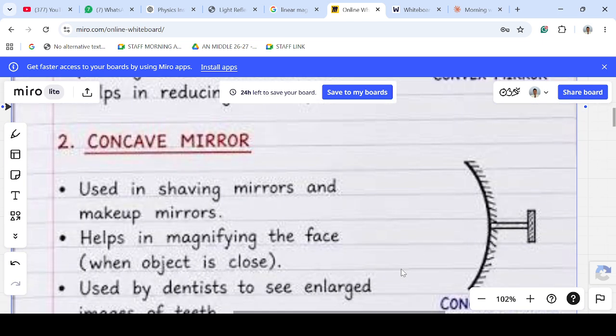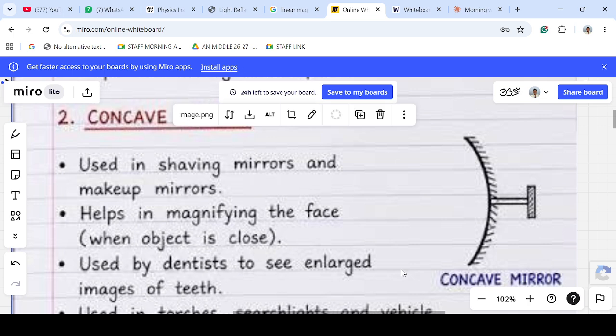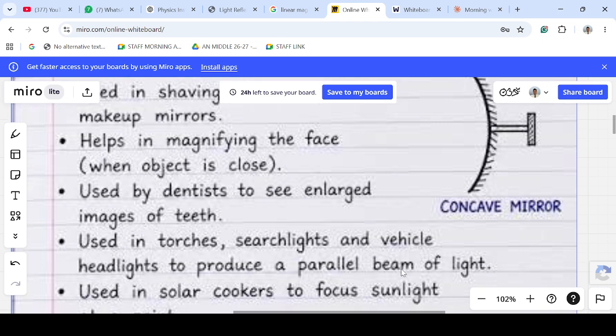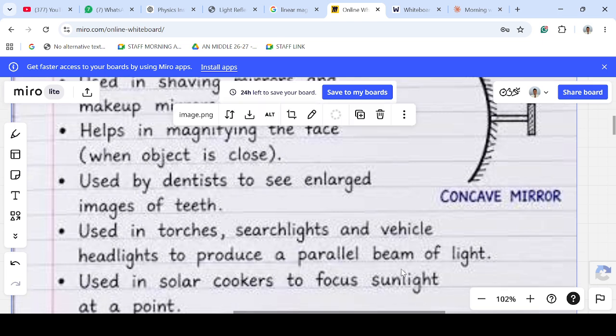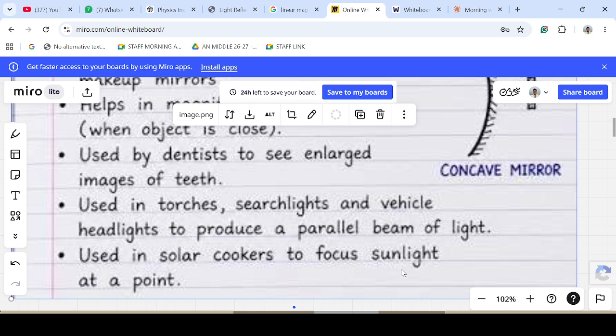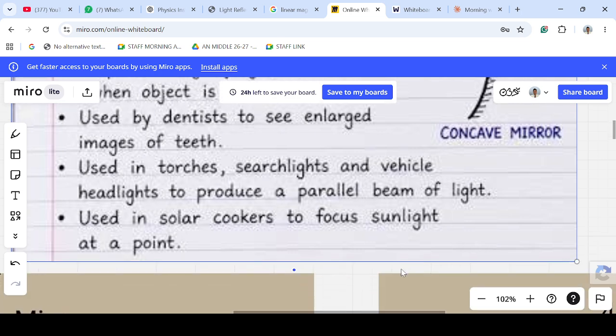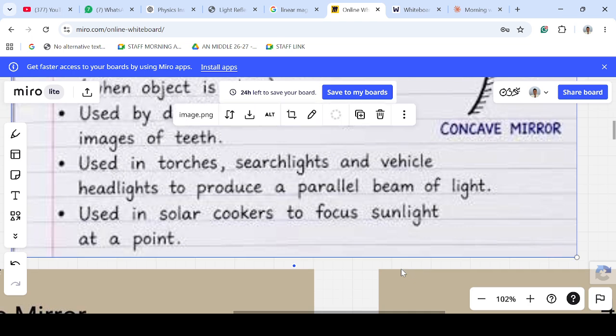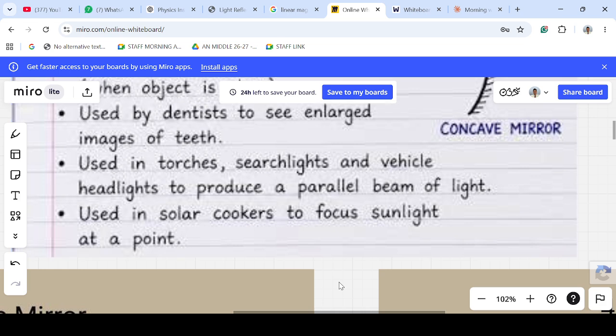Then how about the concave mirror? It is used in shaving mirrors and makeup mirrors. It helps in magnifying the face when the object is close. It is used by the dentist. Why? To see enlarged images of the teeth. It is used in torches, searchlights and vehicle headlights to produce a parallel beam of light. It is also used in solar cookers to focus sunlight at a point. These are the uses of concave and convex mirrors.